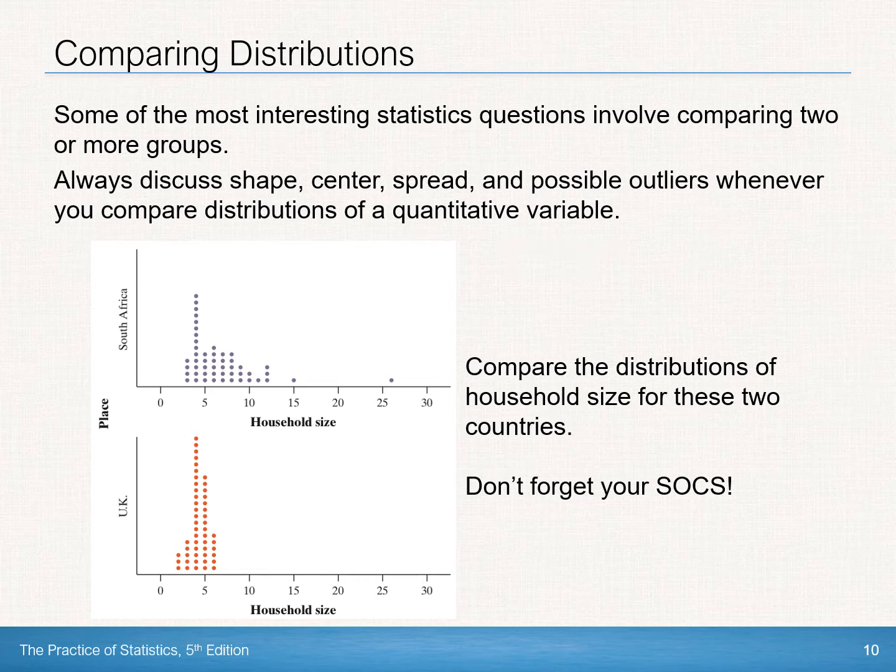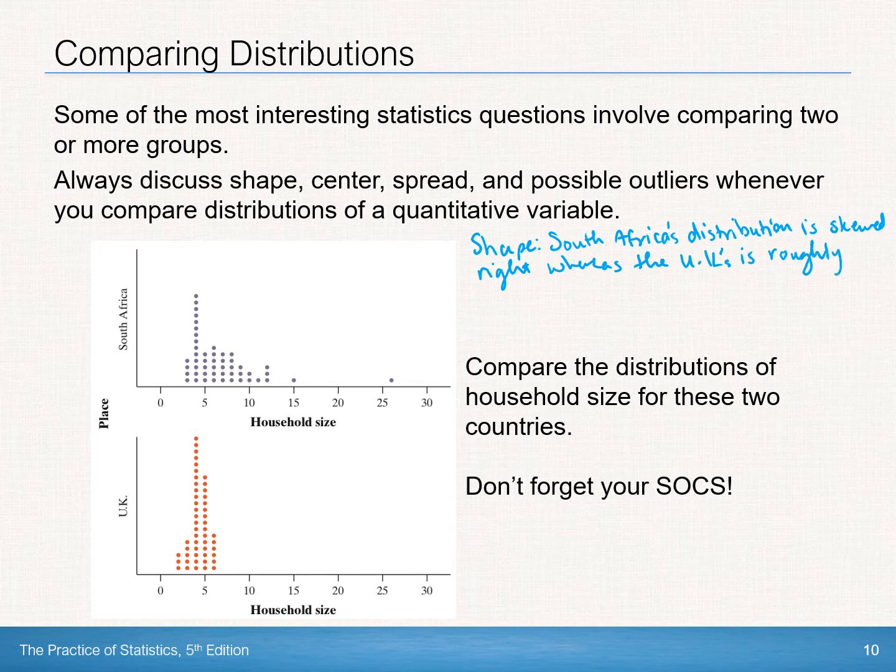All right, so for shape, I might say South Africa's distribution is skewed right for sure, whereas the UK's is roughly symmetric. Running out of space, so that means symmetric.